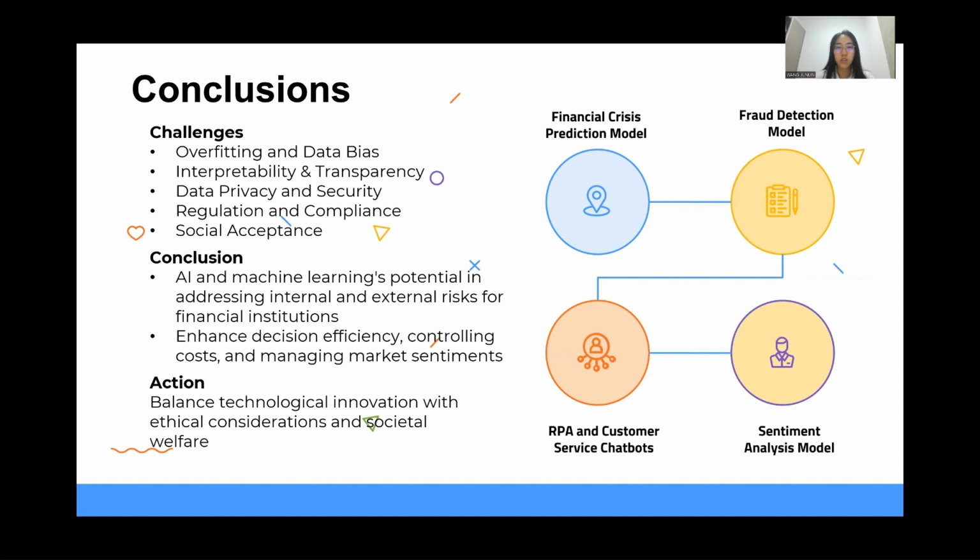So balancing technological innovation with ethical consideration and society welfare is essential for AI's sustainable integration into finance, so that we can ensure an equitable future for AI in the financial sector.